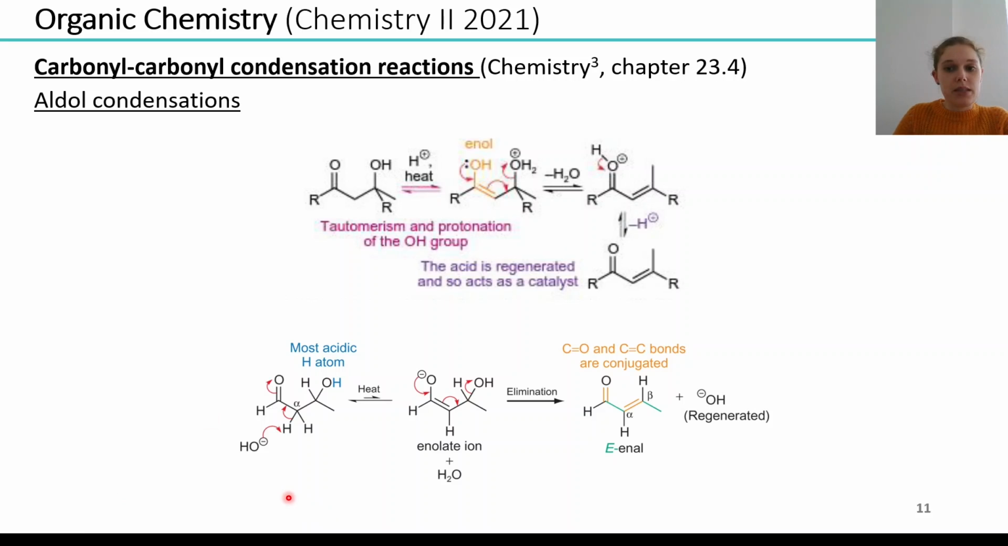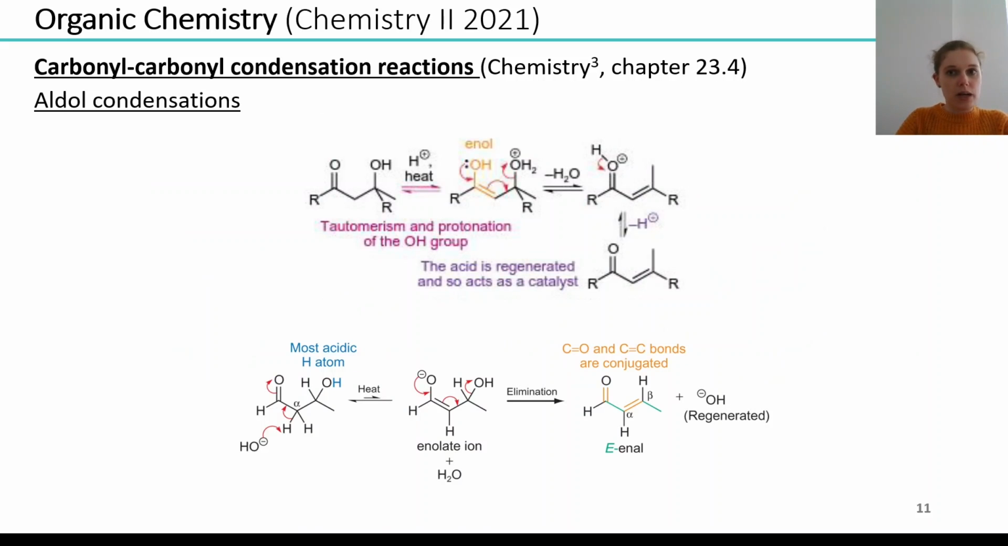Conversely, if a base catalyst is used, the first step is the abstraction of an alpha hydrogen. Hereby an enolate ion is formed, which then eliminates a hydroxide ion in order to form the stable product. This product contains conjugated carbon-oxygen and carbon-carbon double bonds. Also important, the E isomer is usually formed as this isomer is more stable than the Z isomer.